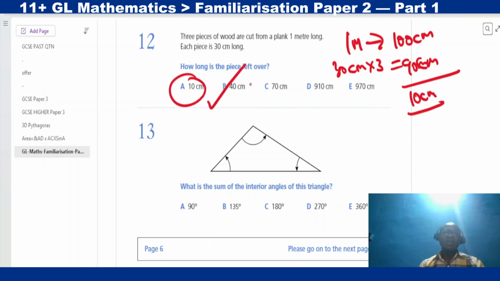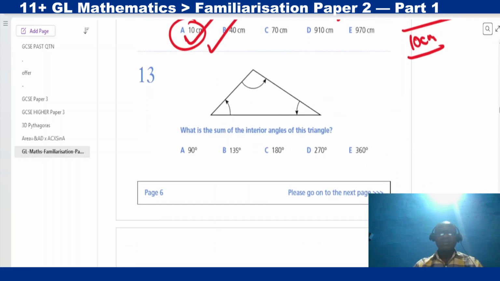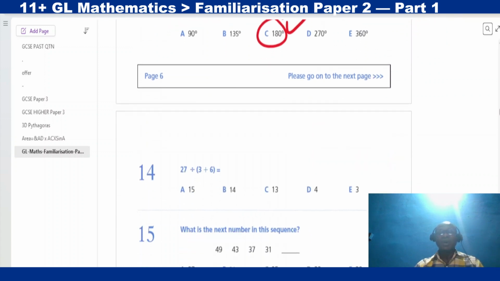So option A is the correct option. Let's go to question number 13. In question number 13, we are asked, what is the sum of the interior angles of a triangle? The interior angles of a triangle always sum up to 180. Okay, every triangle sums up to 180.